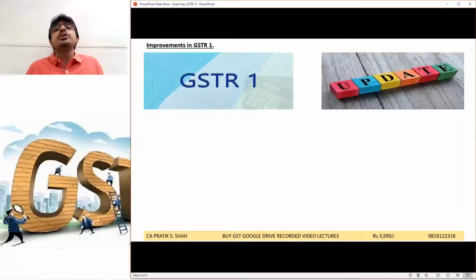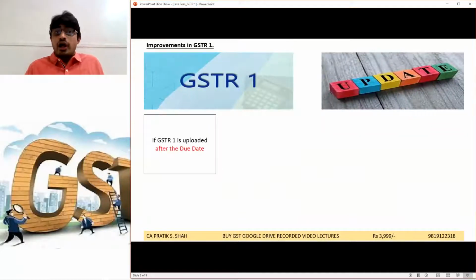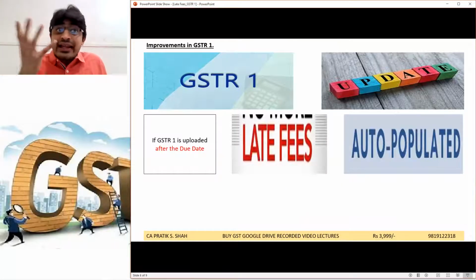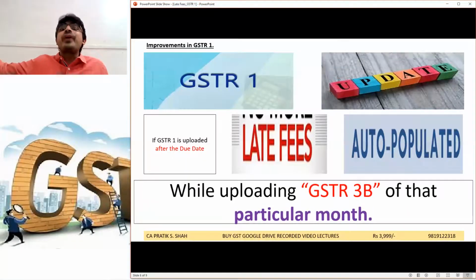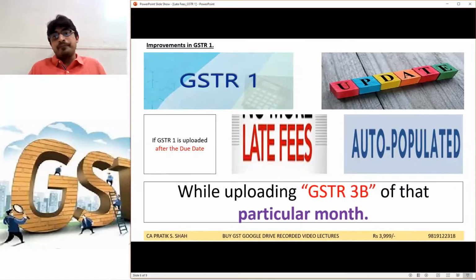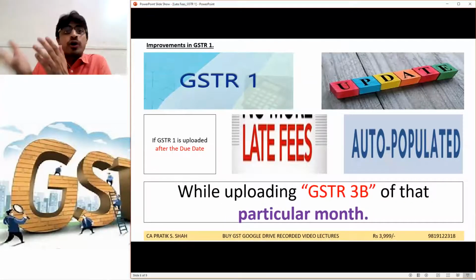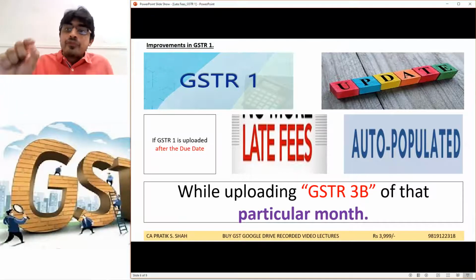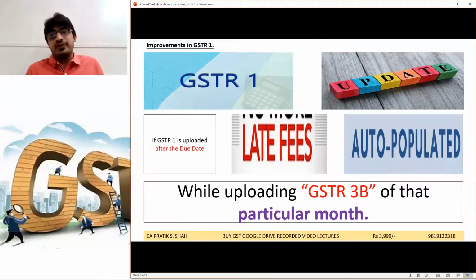Now there are certain improvements in GSTR. There is one important update. If I upload GSTR 1 after the due date, late fees will be auto-populated, not in GSTR 1, but while filing GSTR 3B of that particular month. So it will not auto-populate in GSTR 1. जब आप 3B उस month का भरोगे, तब you are required to pay late fees.